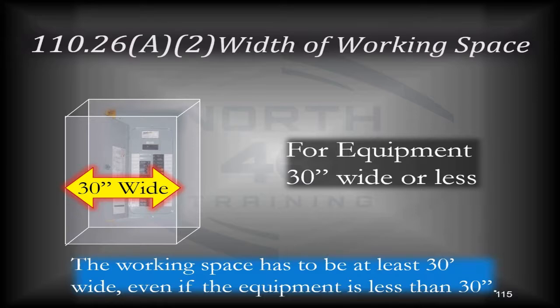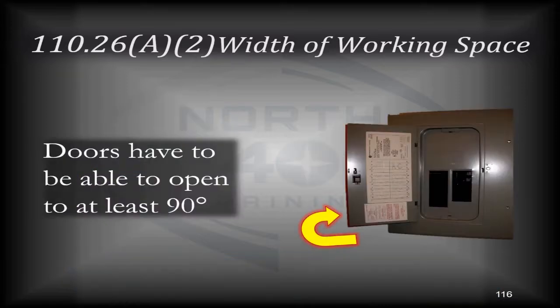110.26(A)(2), the width of the working space. For equipment 30 inches wide or less, the working space has to be at least 30 inches wide, even if the equipment is less than 30 inches. Also, the doors have to be able to be opened to at least a 90-degree angle.